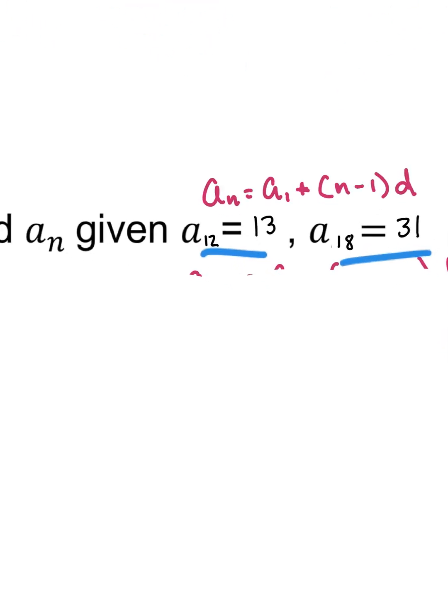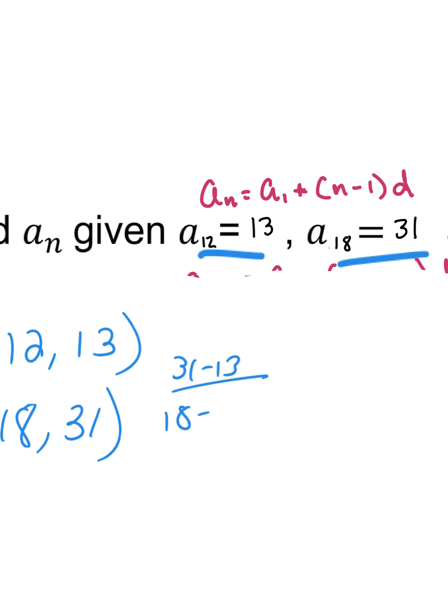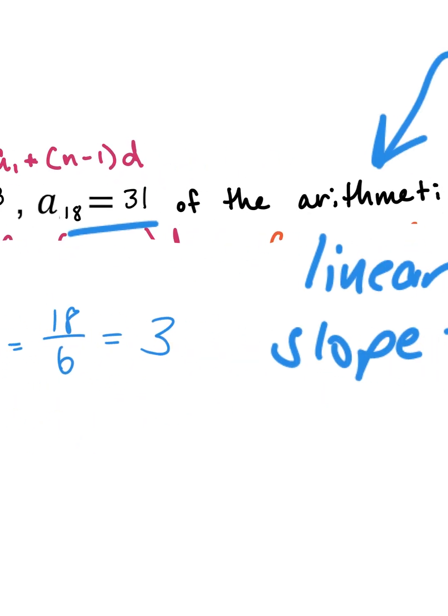So what they gave you here is so important. They told you the 12th term was 13. They told you the 18th term was 31. Well, what do you do with that information? You find what? The slope. So 31 minus 13 over 18 minus 12. What's 31 minus 13? 18. Divided by 18 minus 12 is 6. So what's your common difference? 3. So your common difference is 3.